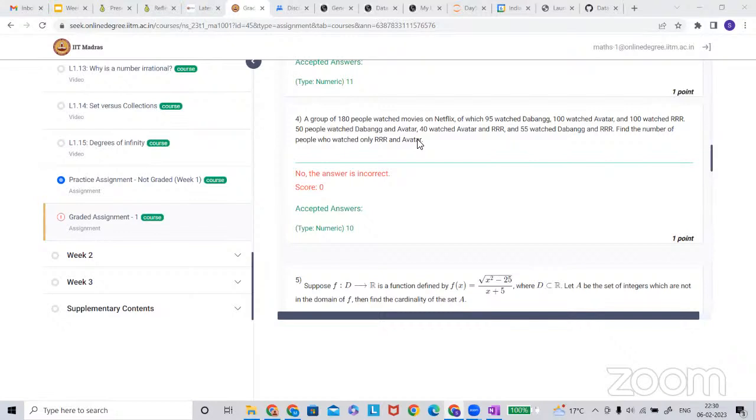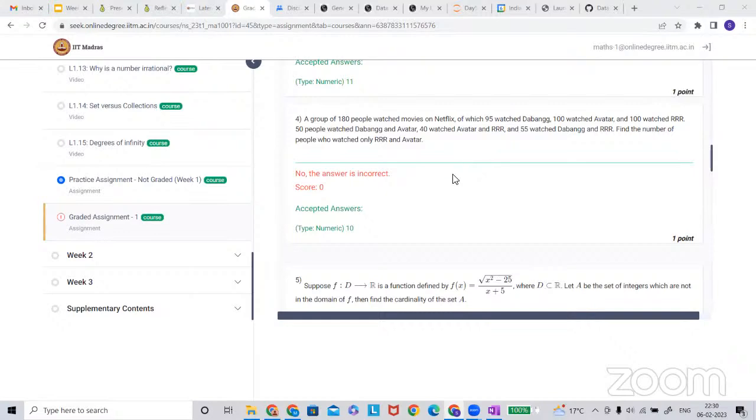Okay, but it is not so ambiguous. Yeah, once I got the solution, I understood that. But when it was a question, I mistook it to be only RRR and only Avatar. I just wanted to give you this feedback. That's all. Okay. Thank you.